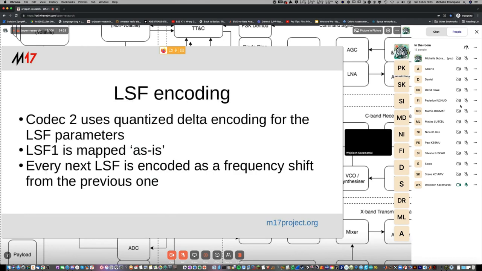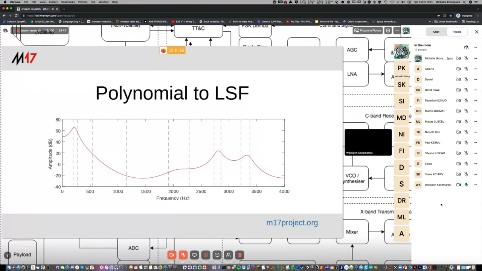Now, how to encode LSFs? How does Codec 2 encode LSFs? Every LSF is just a frequency from the range of 0 to 4 kilohertz. Let's take a look at this plot again. We have to transmit from one place to another a set of 10 numbers. And we can say that those are integers.